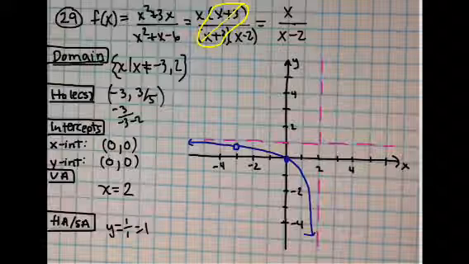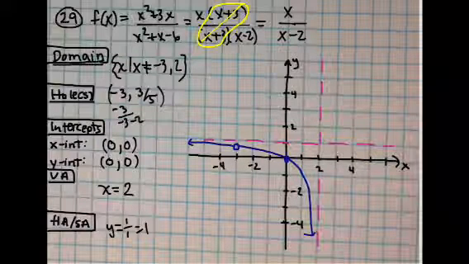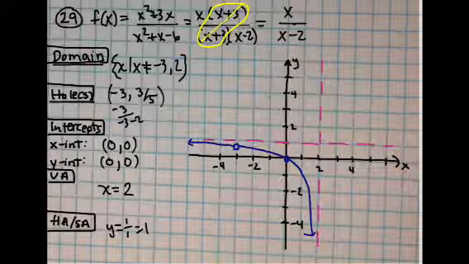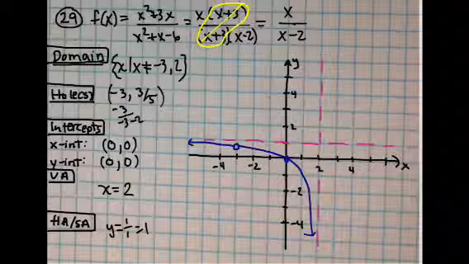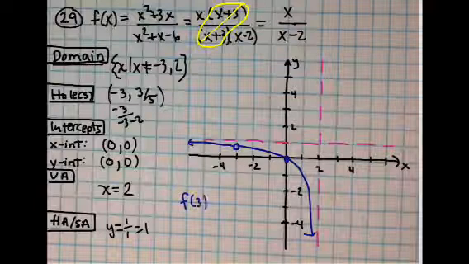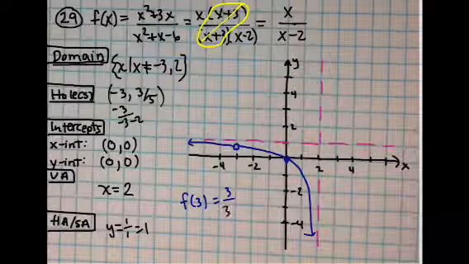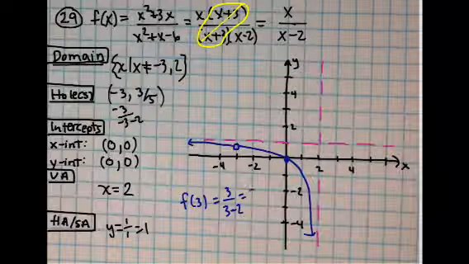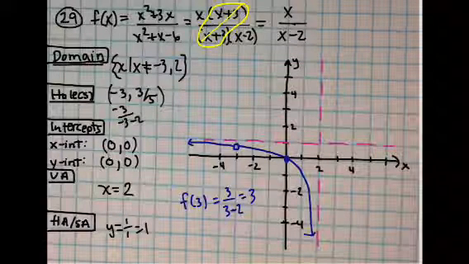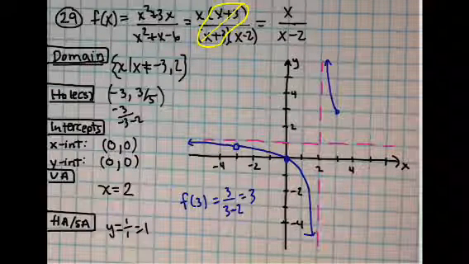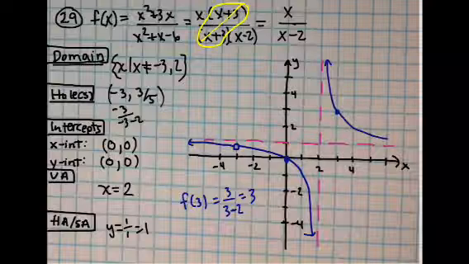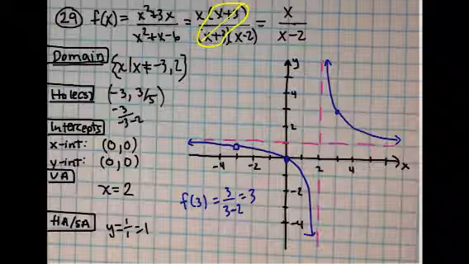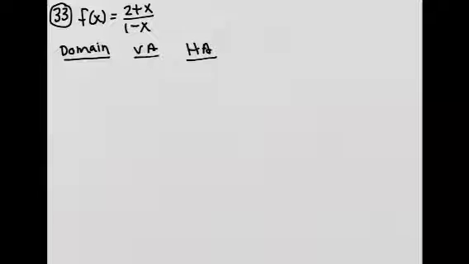So just to get an accurate point, so it's not way off, I'll just plug in, let's see, 3. So f of 3 is 3 over 3 minus 2. That's 3 over 1, that's 3. So 3, 3, 1, 2, 3 right here. And again, towards the asymptotes, the vertical and the horizontal. And there's your graph. Alright, for 33 through 41, they ask you to graph the functions on a graphing calculator.